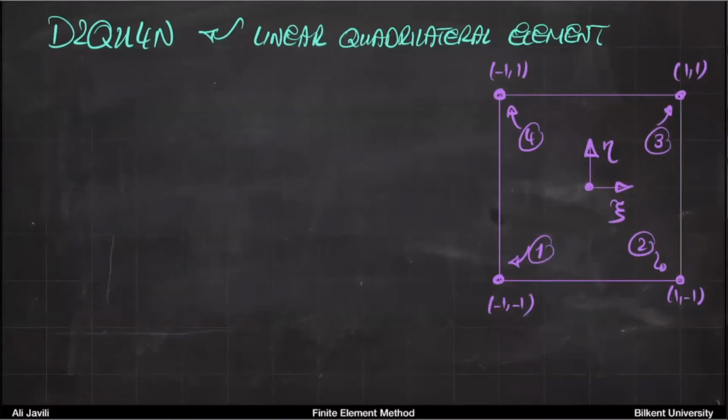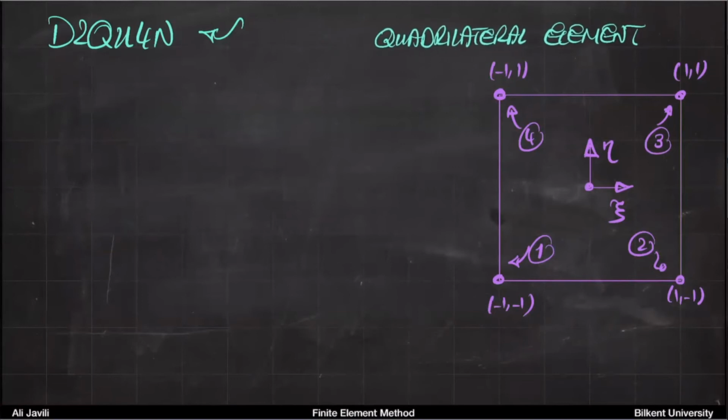The second element is the quadratic quadrilateral element, or biquadratic, because it's quadratic in both directions. But let me just write it as quadratic here for simplicity instead of biquadratic. So it's a quadratic quadrilateral element, and it has 9 nodes. So it's not 4, it's 9. And those nodes are numbered as follows.